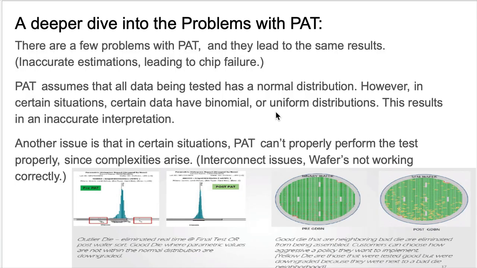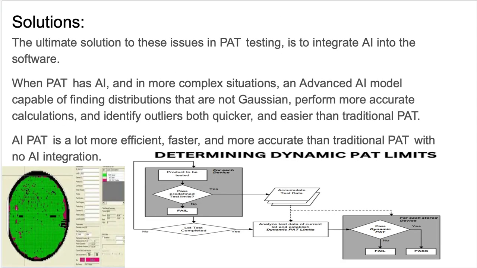So that's one issue. Another issue is that in certain situations, PAT can't properly perform a test. The reason for this is because there are certain complexities in the chips. That would be things like issues with the interconnect or the wafers not working correctly, things like that. And because of this, PAT can't really perform the test properly, and this also leads to mistakes. So now I'll discuss some solutions to these issues.